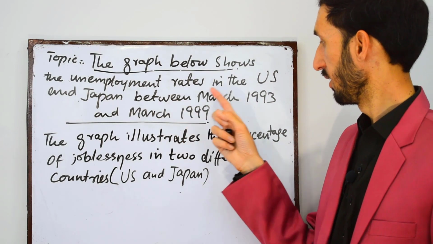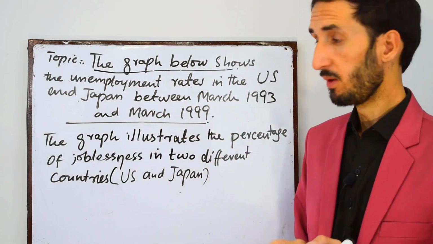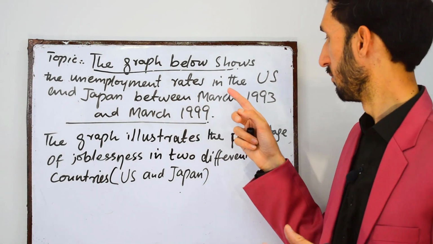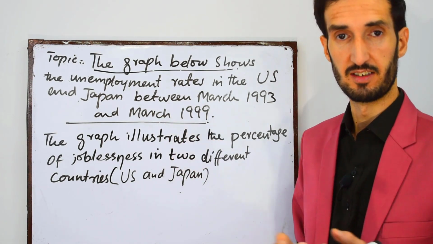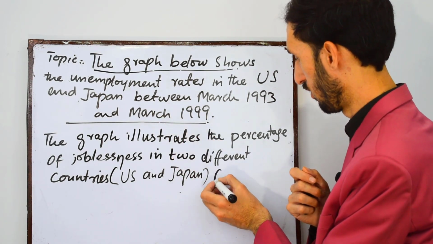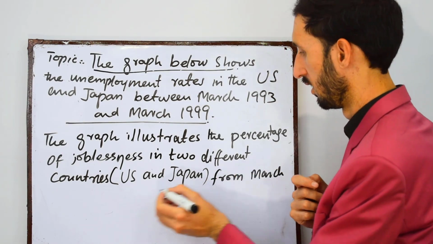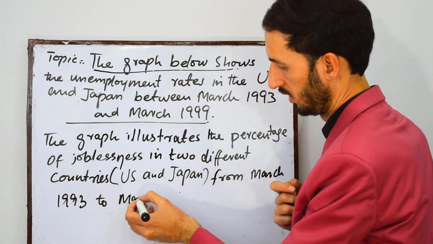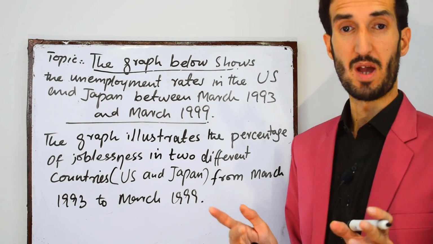Now we have between March 1993 and March 1999. So I will paraphrase between, I'll use the word from: from March 1993 to March 1999. So I have paraphrased.